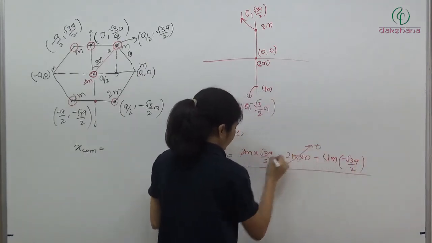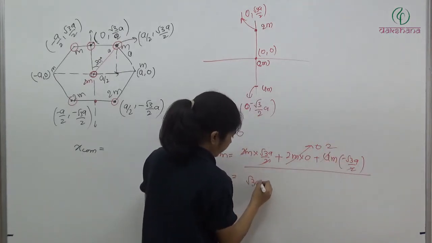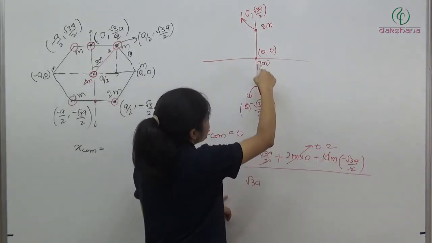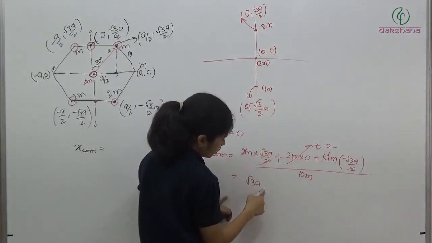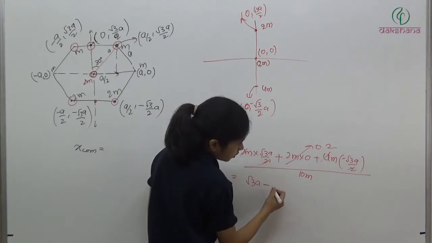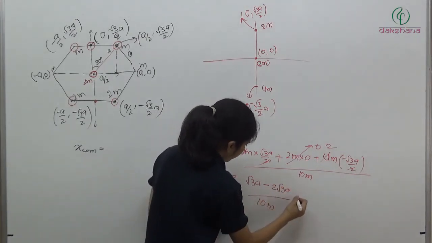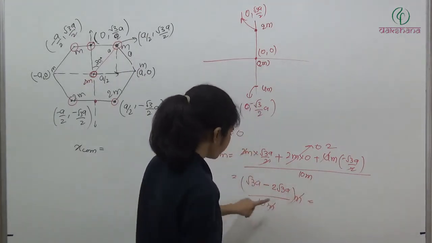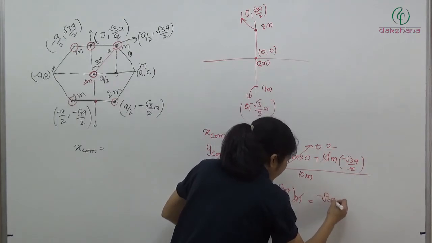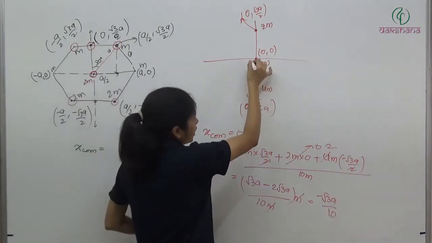So this is 0. Here this is getting cancelled. So we have root 3a divided by total mass. 4 plus 2, 8 plus 2, 10m. So root 3a minus 2 root 3a divided by 10m. So this will get cancelled. We'll get minus root 3a by 10. Minus root 3a by 10 means somewhere here in this region.